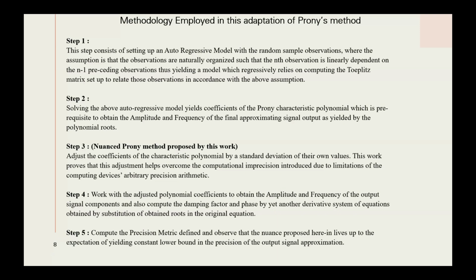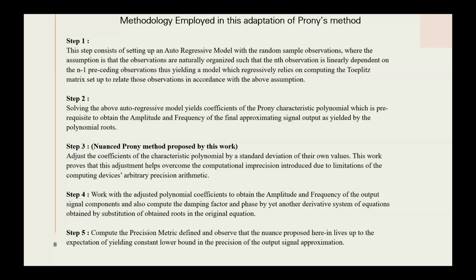Now, once the Toeplitz matrix is set up, solve the above model, yielding the coefficients of the Prony characteristic model, a characteristic polynomial, which is prerequisite to obtain the amplitude and frequency of the final approximating signal as yielded by the polynomial roots. Once you have obtained the coefficients and you solve the characteristic polynomial for the roots, you essentially get the amplitude and frequency.